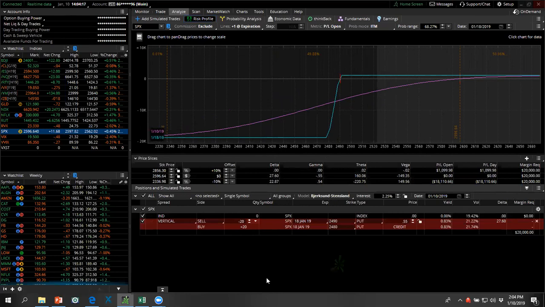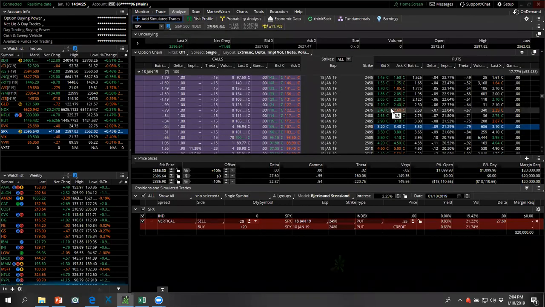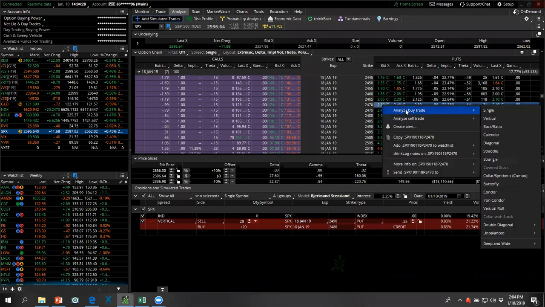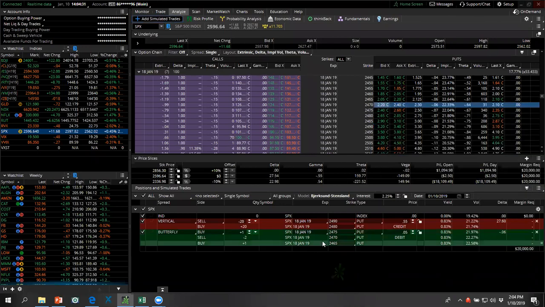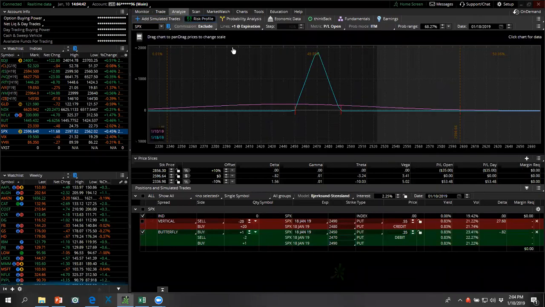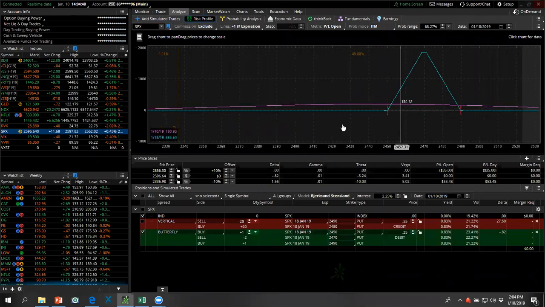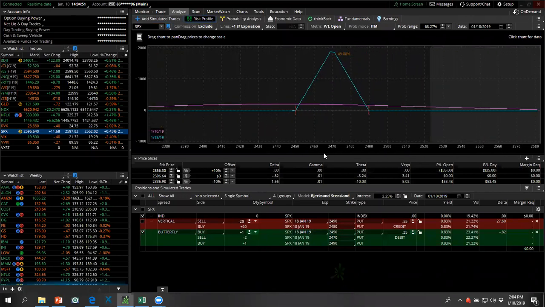Now, if you think about a butterfly, well, let's just work up a butterfly so I can also point to that. We're going to buy a butterfly. Again, I'm not recommending anything. I'm just picking strikes at random to use as an example. Let's say it's a balanced butterfly. It's 20 points wide. Let me uncheck the credit spread for just a second. So there's a butterfly. Nothing unusual about this. And again, let me make it 10 of them, for example.